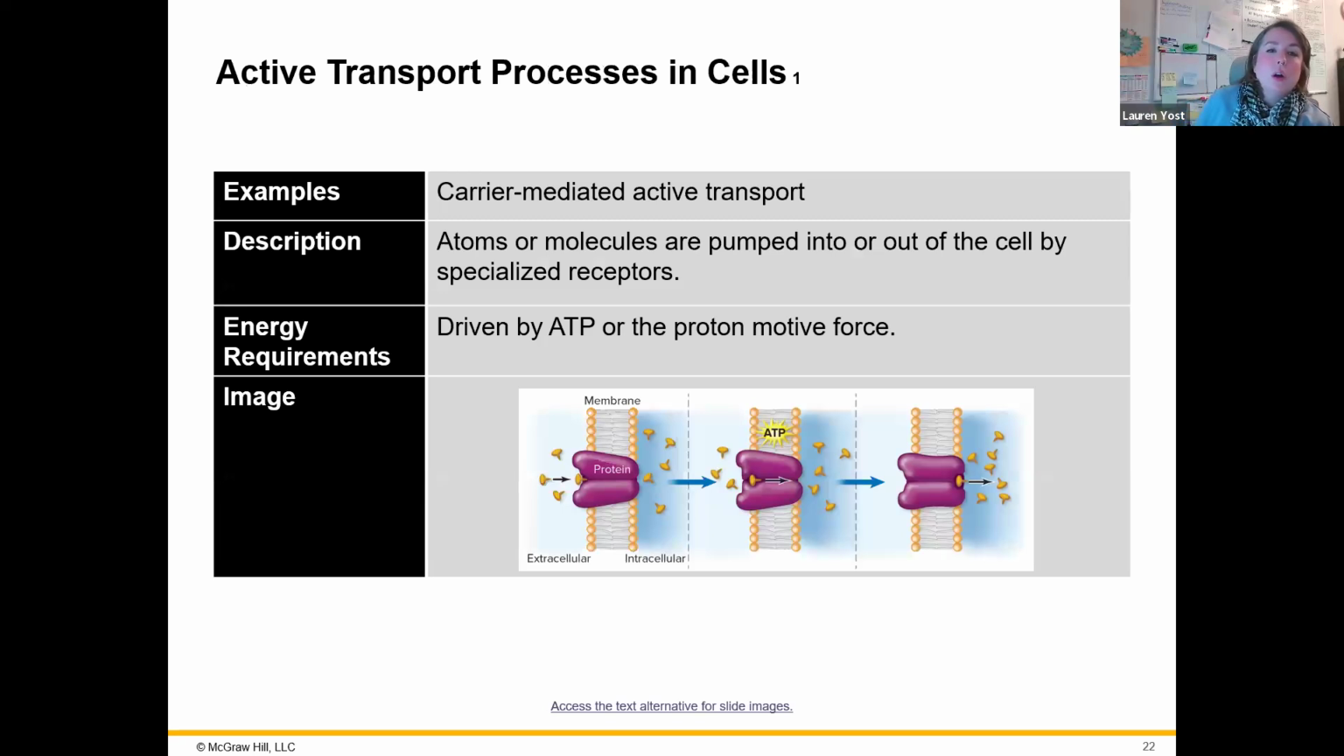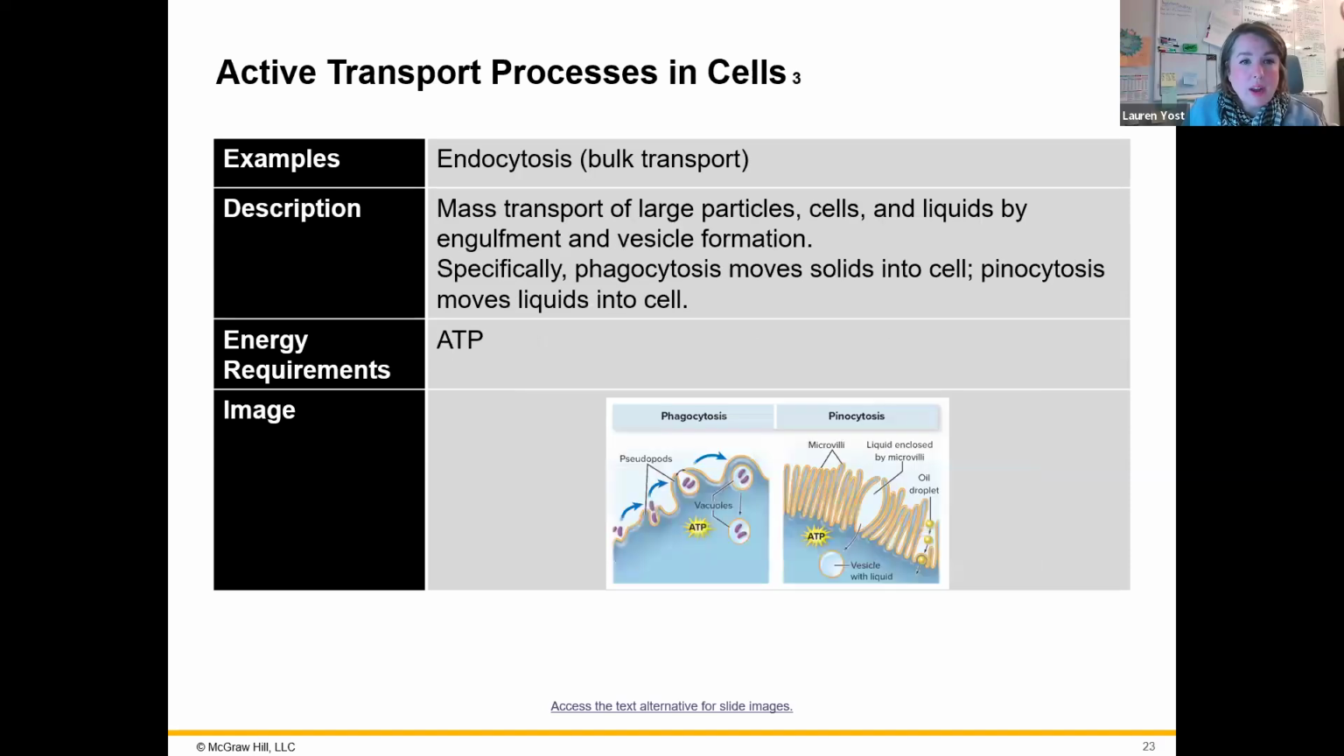Okay, and so again, carrier-mediated active transport, where we are trying to take up more molecules, is going to require energy, and that's typically going to be in the form of ATP. ATP is the number one energy source in the cell, and we'll talk about how ATP is generated in chapter 10, so it's coming up soon. So active transport, there's other examples of active transport.